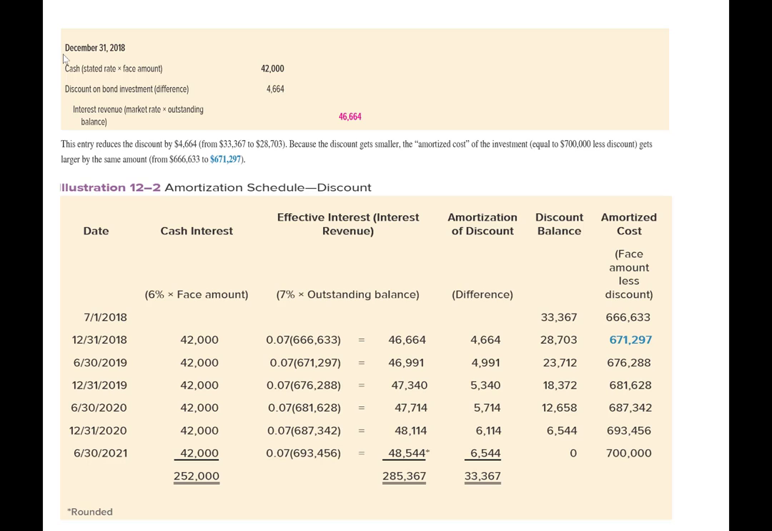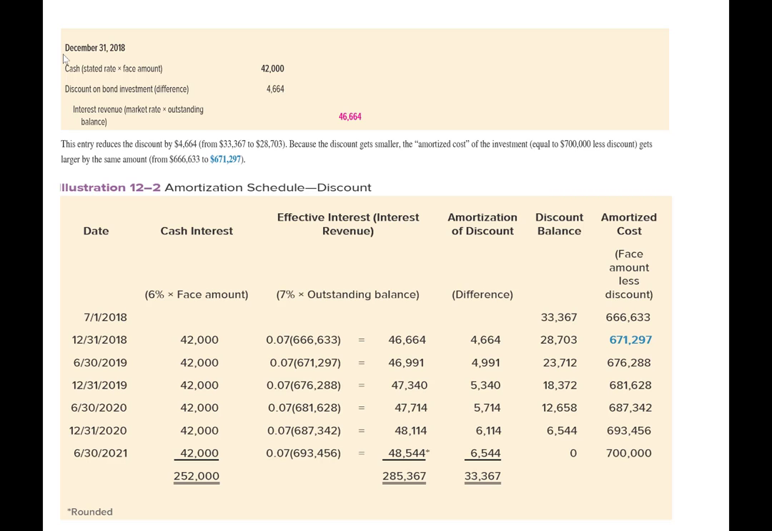Now, when we go ahead and we debit that discount for 664, the balance now in the discount account becomes 28,703. Write the balance over here. And so now the carrying value of the bond is what? 671,297. It goes up by the amount of discount amortization, because the discount is subtracting. When you make the discount smaller by amortizing it, the carrying value of the bond goes up, doesn't it?